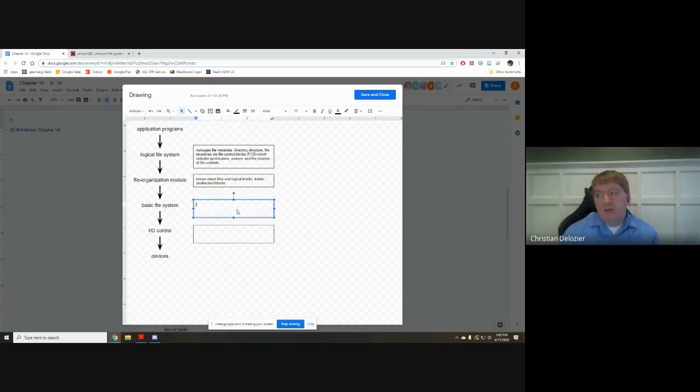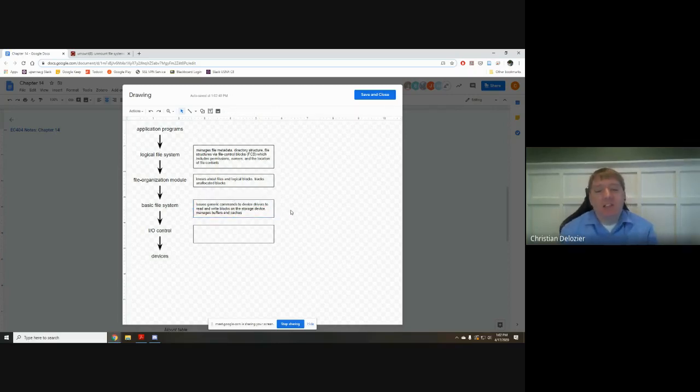Then next level, we have the basic file system. This issues generic commands to device drivers to read and write blocks on the storage device. And it also manages buffers and caches.